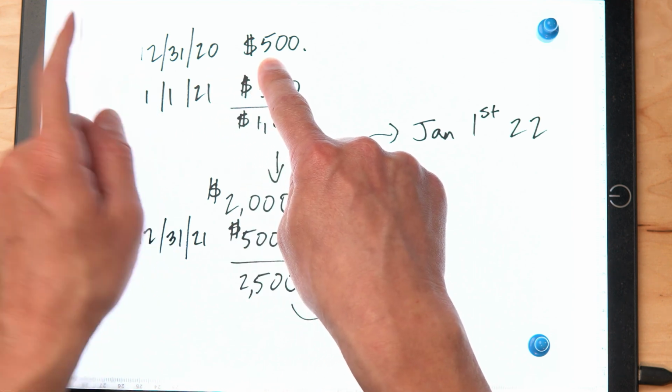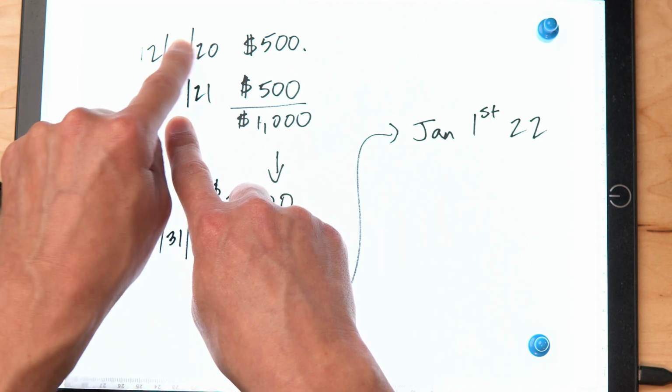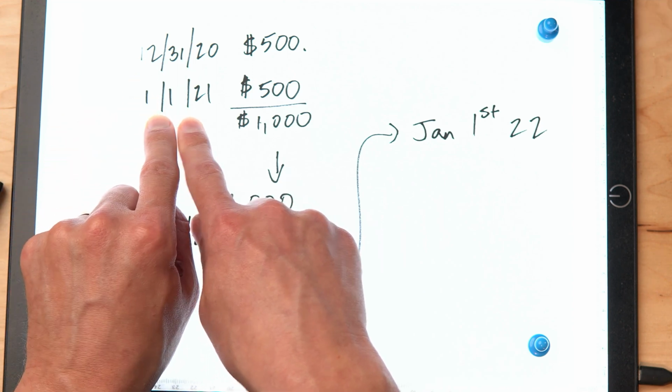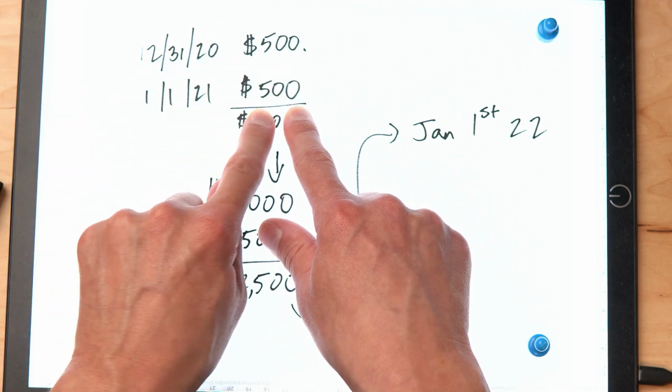12/31/2020, $500. I could have put January 1st. It doesn't matter. $500. January 1st. Oh, there you go. I put January 1st here. The following day, we make our contribution of $500. Basically the same example we've been running through.